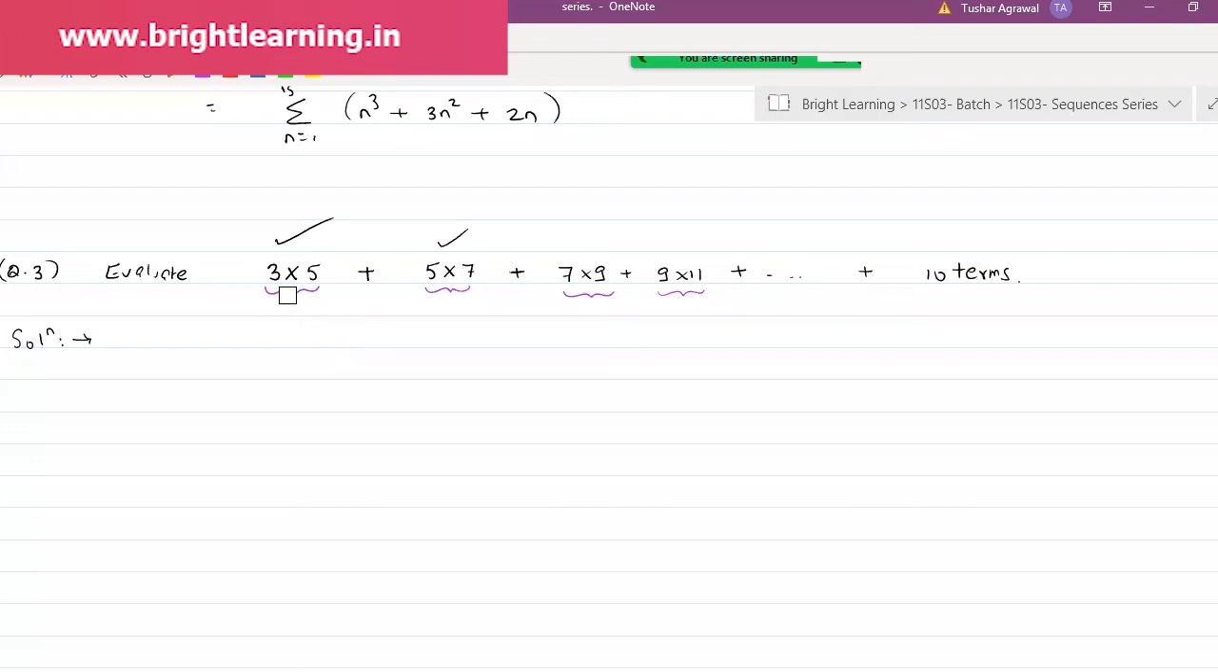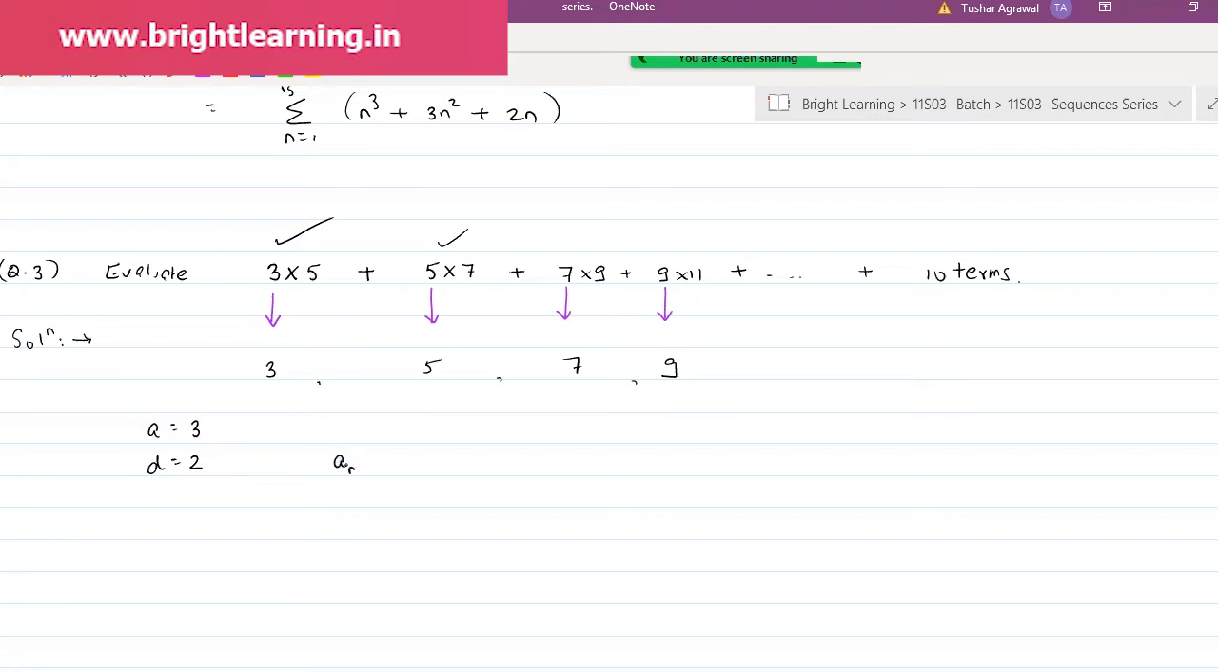Observe these first numbers in each term: 3, 5, 7, 9, and so on. If I just take those numbers, can you observe that this is an arithmetic progression? If this is an arithmetic progression, a is equal to 3 and the common difference is equal to 2.